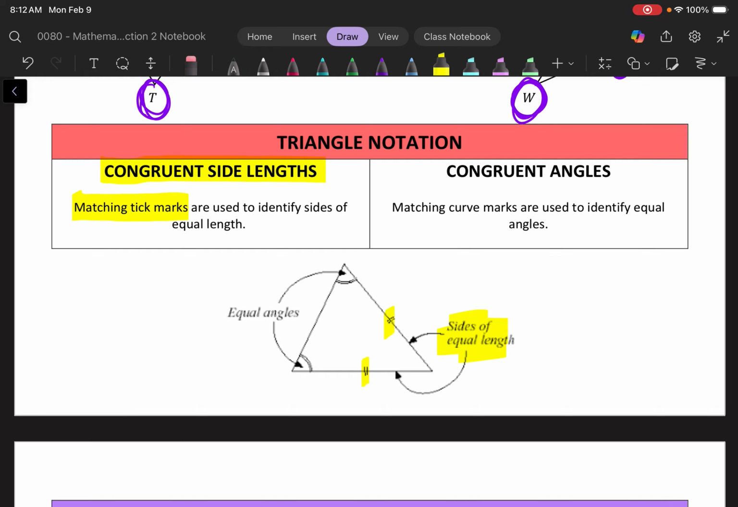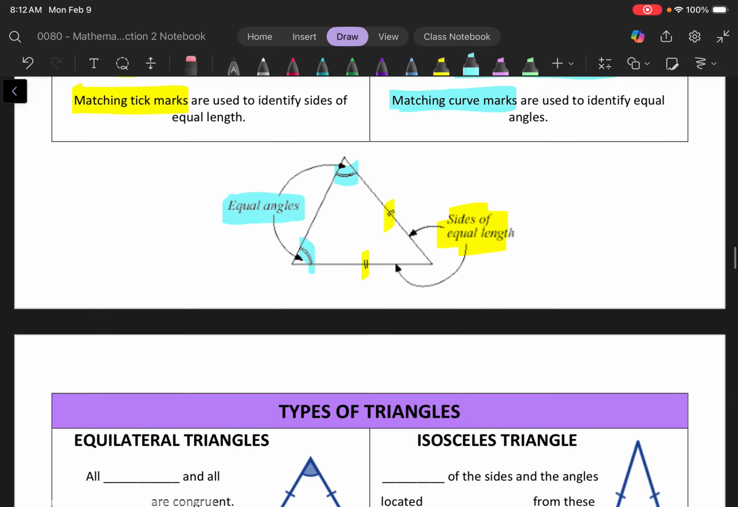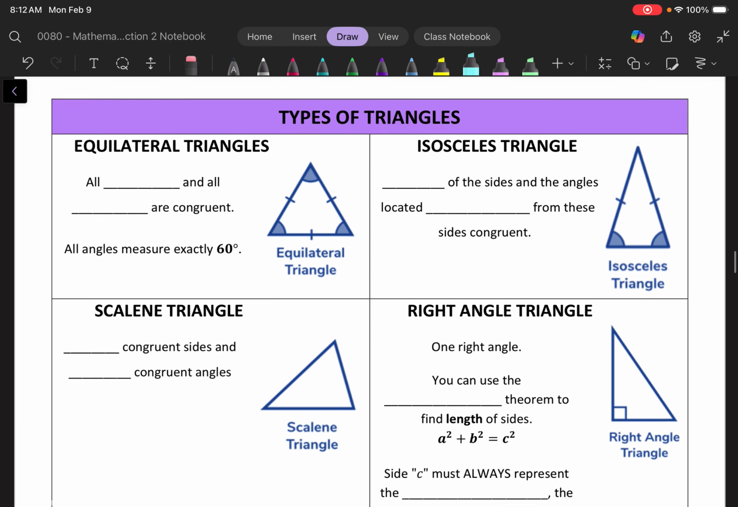When we talk about congruent angles, instead of tick marks, we use matching curved markings. And here we have matching curved markings. That implies that those two angles are of equal size. Those two angles would be congruent to each other. And we use that notation when we discuss different types of triangles, such as these ones.